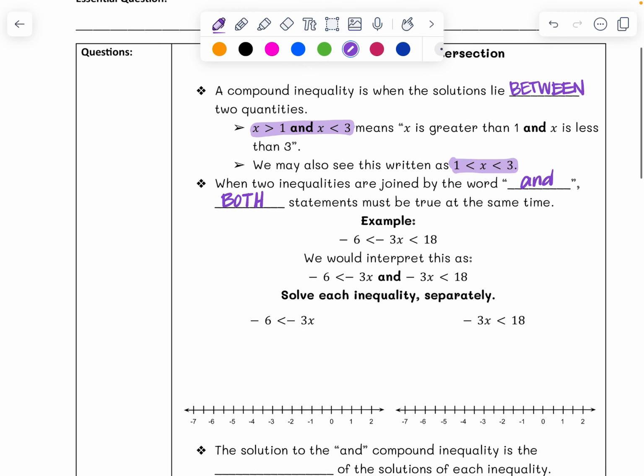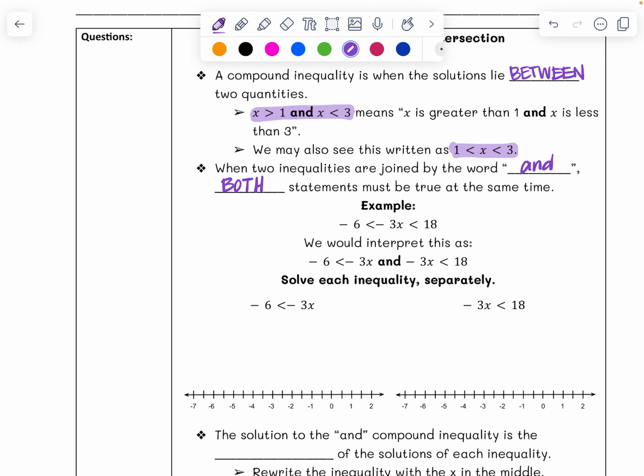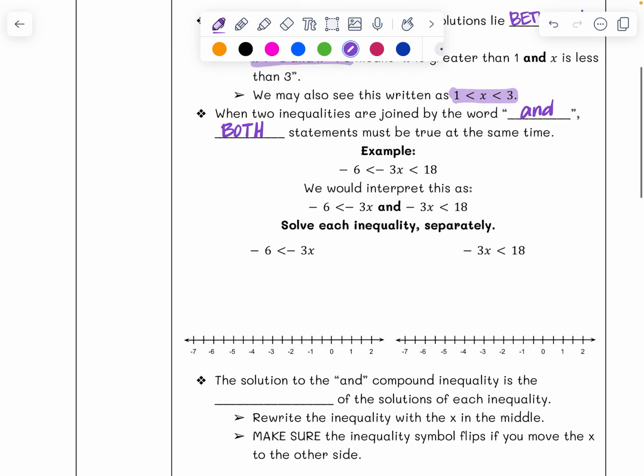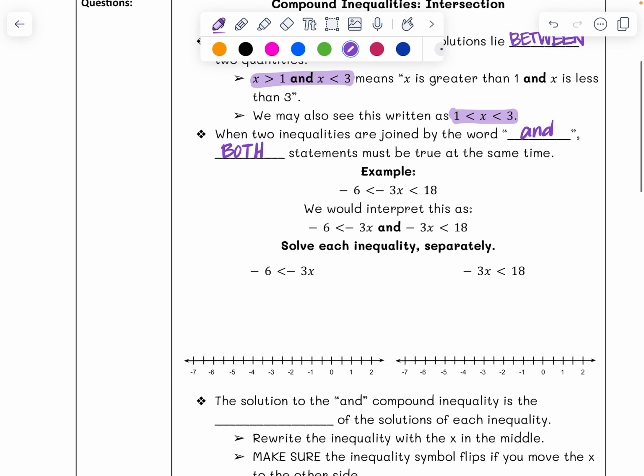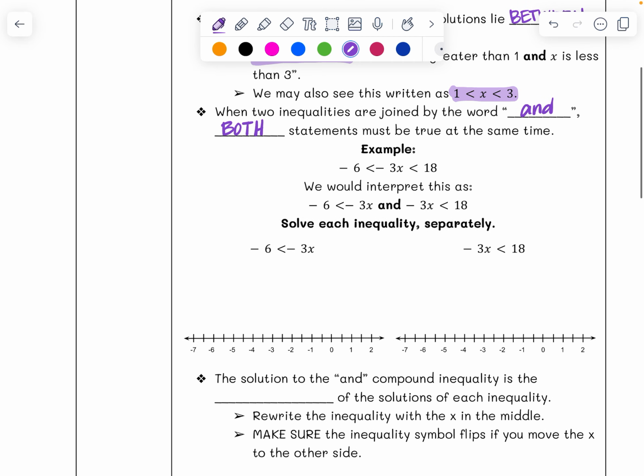So for example, we have -6 is less than -3x is less than 18. We would interpret this as -6 is less than -3x and -3x is less than 18. So in order to solve this for x, we need to solve each inequality separately. So we would take this half and solve it, and then you'd also take this half and solve it.